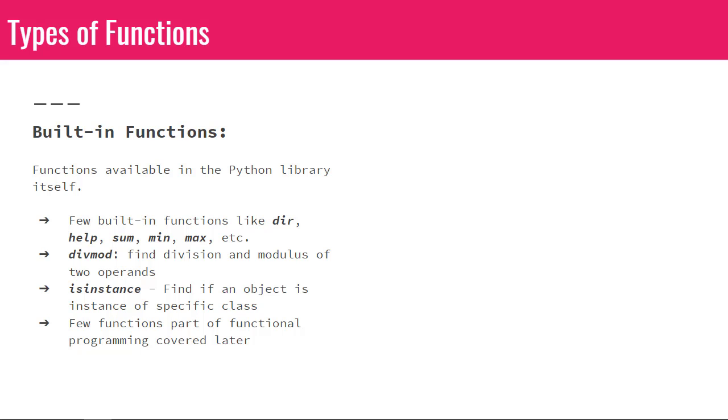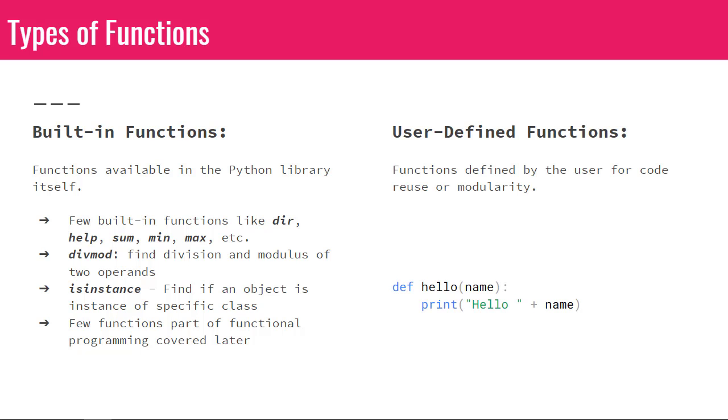We also have user-defined functions. These are the functions defined by the user or the programmer in order to make the code reusable. This also helps modularize their code to maintain it easily. Here is a simple user-defined function. We just use the def keyword and we write the body of the function. Let's learn all of this in code.